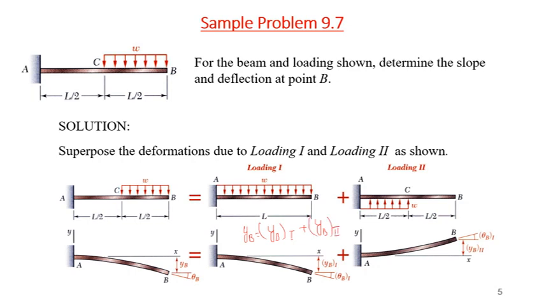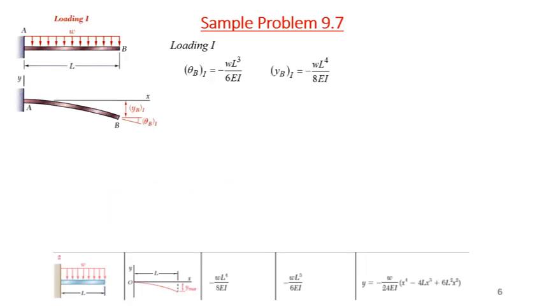Similarly, theta B will be equal to theta B due to loading number 1 plus theta B due to loading number 2, and we will find these values from the given table. Now, if you look at the table, I'm showing it over here.